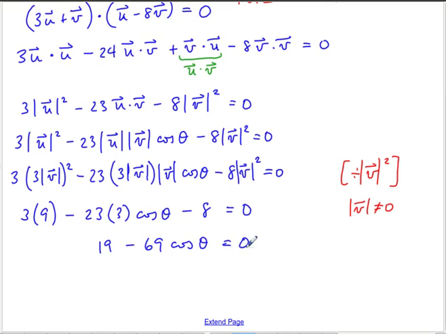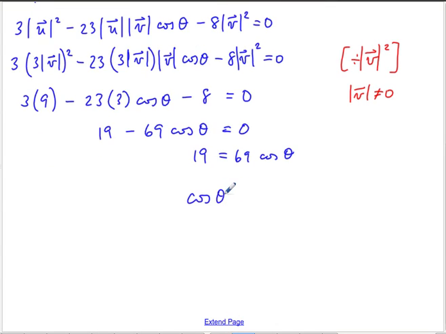And so I end up with 19 is equal to 69 cosine theta, which means that cosine of theta is equal to 19 over 69, and theta is equal to the inverse cosine of that fraction, the inverse cosine of 19 divided by 69, and that is equal to approximately 74.0 degrees.